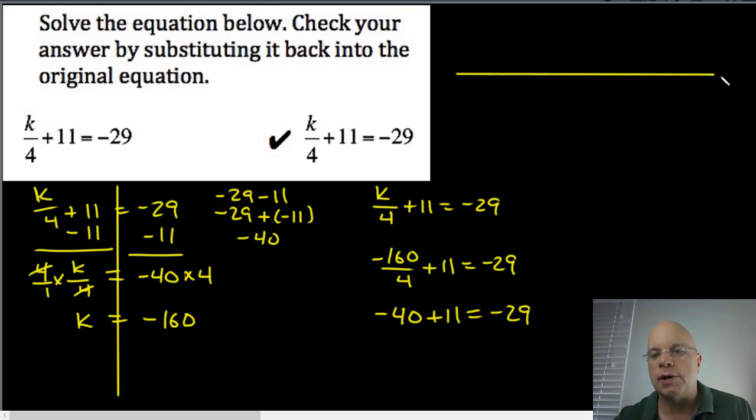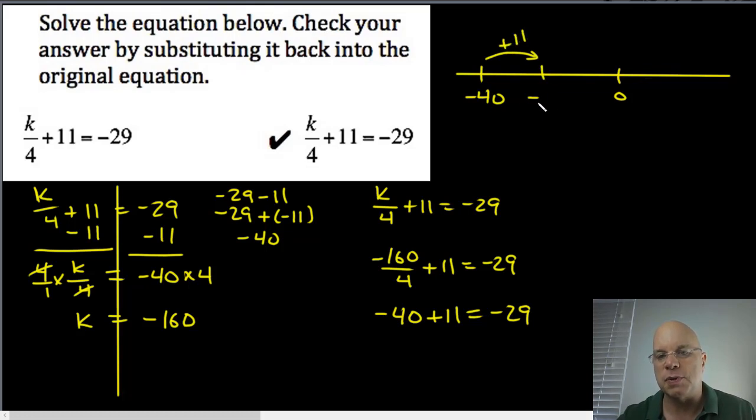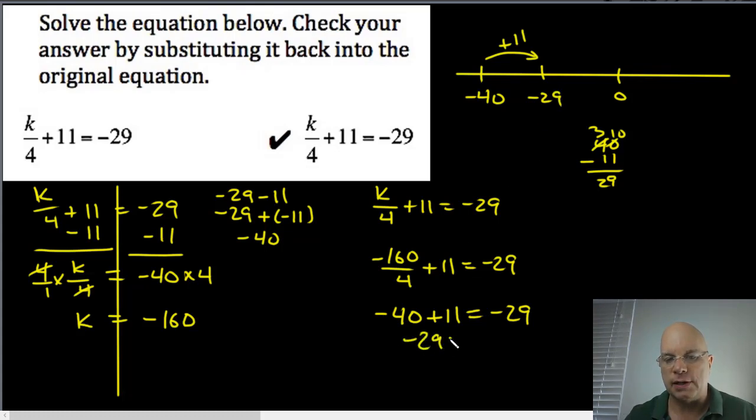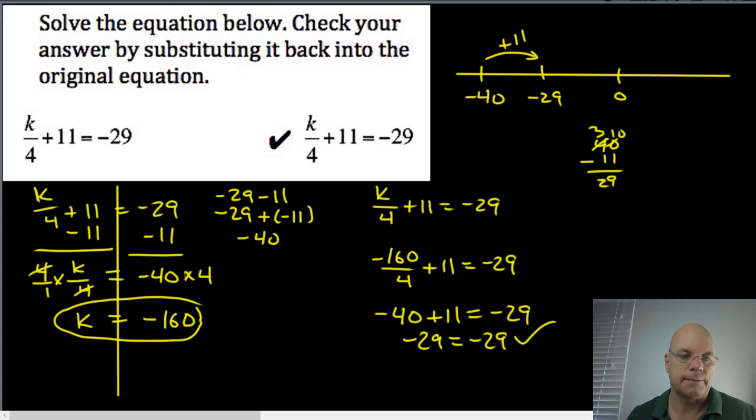If I was at negative 40 on a number line, say 0's here, and I added 11, I would go to the right to add 11. So I'd still be in the negatives. I would just be closer to the 0 by 11. So you find the difference between 40 and 11, which is 29, and just realize you're still in the negative. So negative 29 equals negative 29. There's the reflexive property that verifies that k is really negative 160.